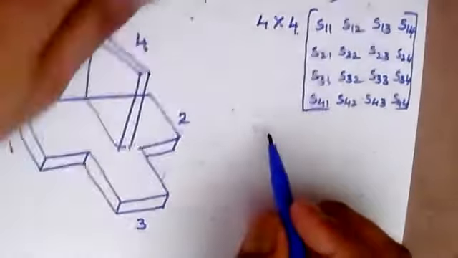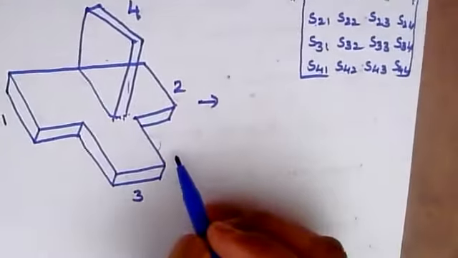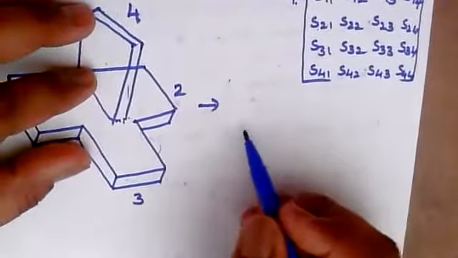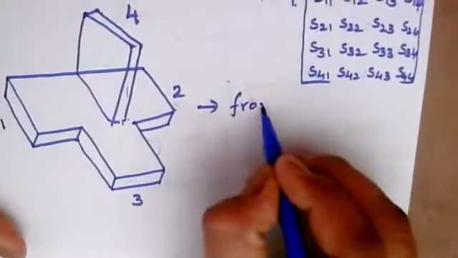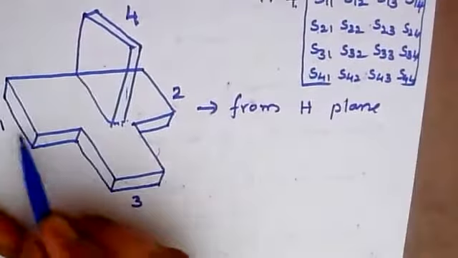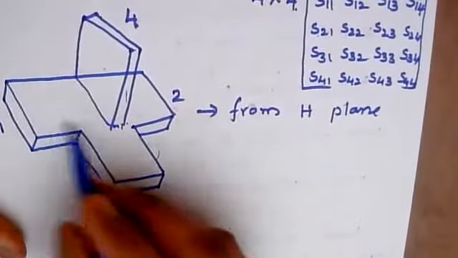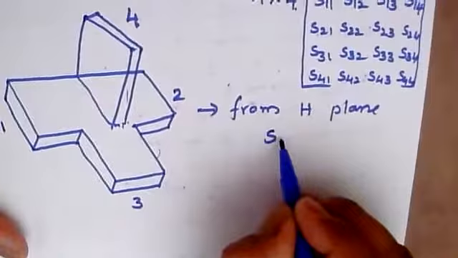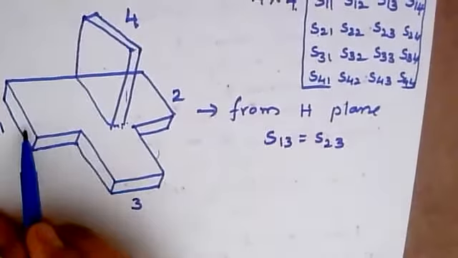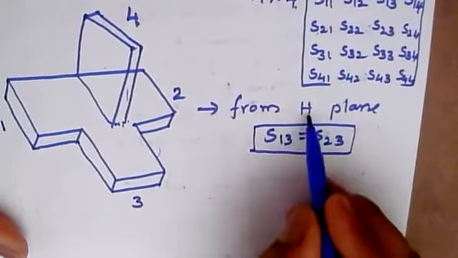Okay. So for that, as it is a combination of E plane and H plane, we need to apply the conditions of H plane and E plane as well. So from the H plane, what is the condition we have? This bottom line is the H plane. From the H plane, we have the condition S13 will be equal to S23. The same here, S13 will be equal to S23. So this is the condition we have for H plane.